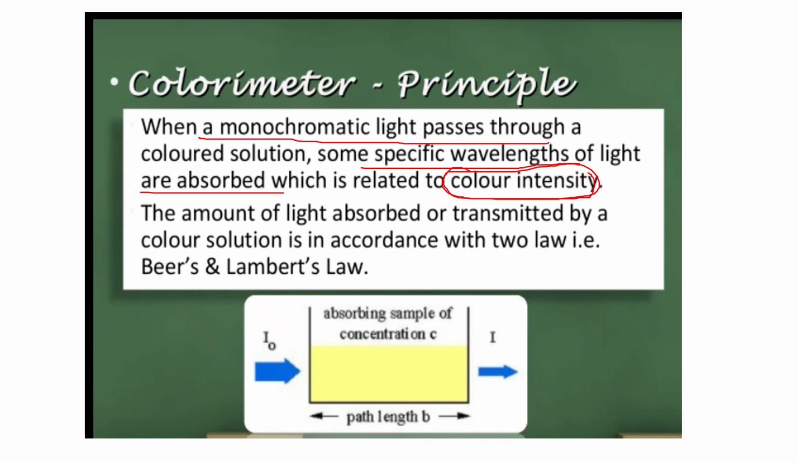Okay, so here you can see I0, that is the light which is incident, falling on the solution in the cuvette. This is the yellow colored cuvette and the solution of concentration C. C stands for concentration, I is the amount of light which is transmitted, and B is the path length, that is the length or the diameter of the cuvette. So I0 is the incident light, I is the transmitted light, C is the concentration, and B is the path length. Based on these factors, Beer's law and Lambert's law were given.